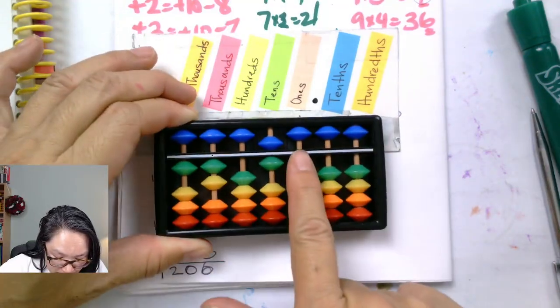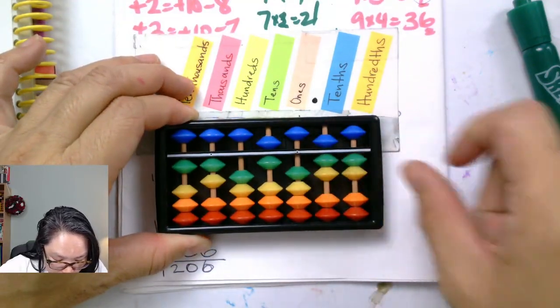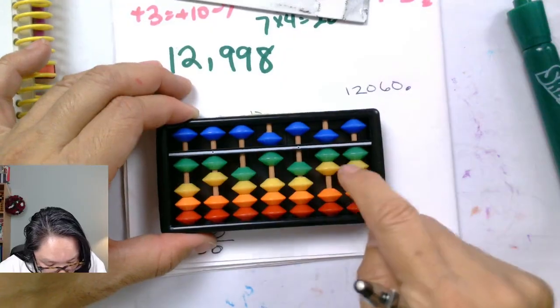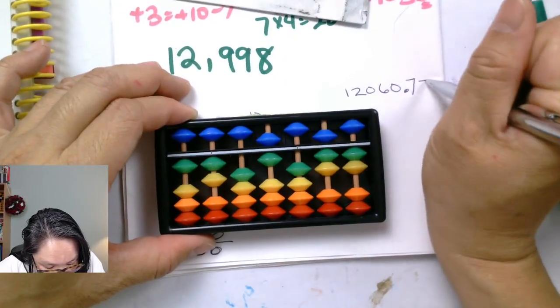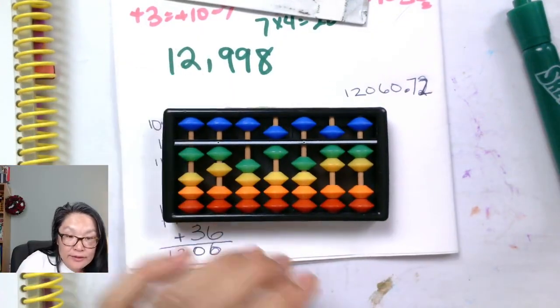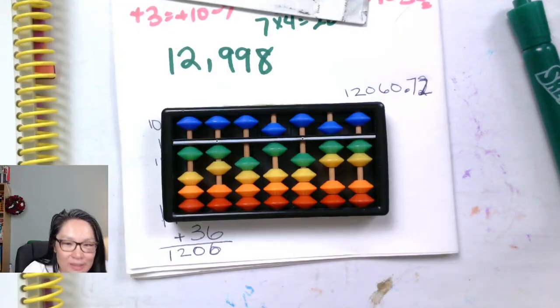So essentially, this would be 60.72. That's what that would look like. We need graphing paper like that.